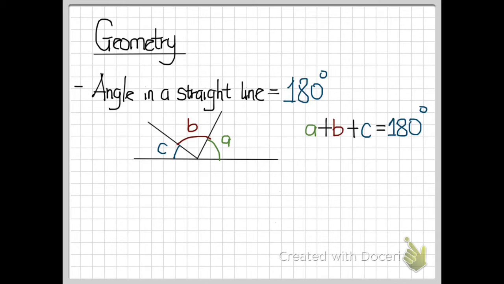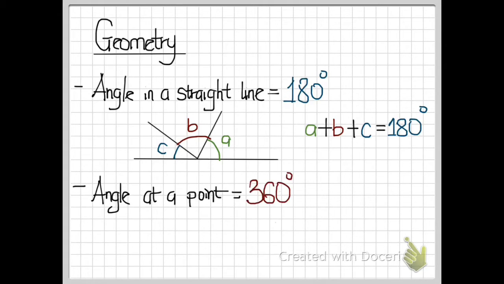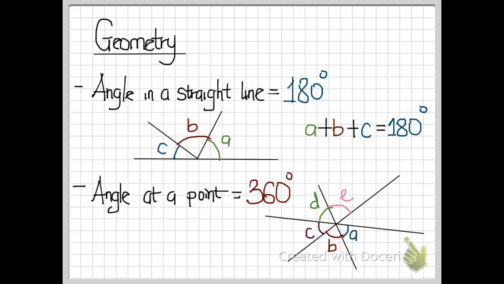We should also know that the angle at a point would sum up to 360 degrees. So if we had these lines protruding from a point, the center there, we would have these angles A, B, C, D, E, and F would all sum up to 360 degrees.